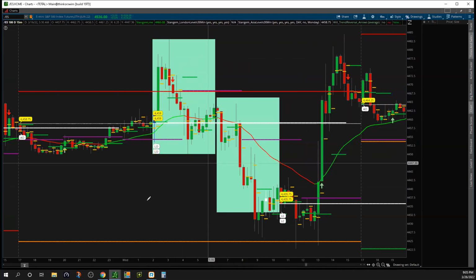I got to figure out a way to trade this. This is just fucking mind blowing. I've got to figure out a way to trade this at work. This is unbelievable.